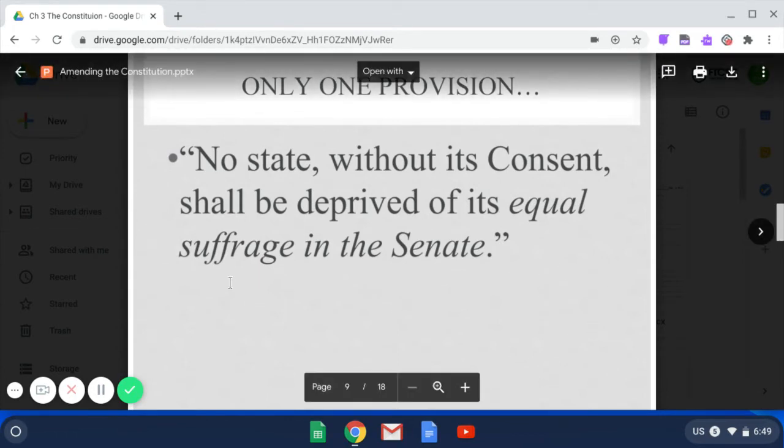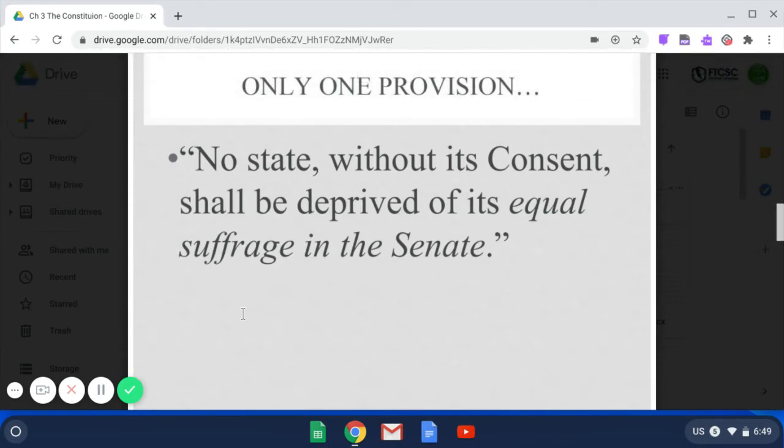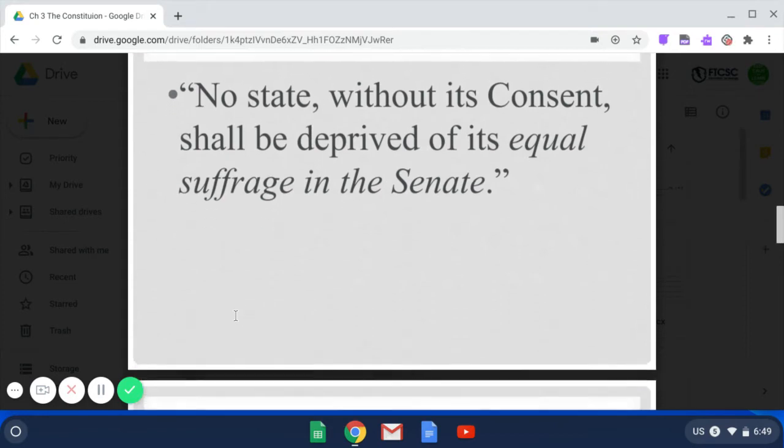Now, there's one provision that says no state without its consent shall be deprived of its equal suffrage in the Senate, meaning that each state has its 2 votes.